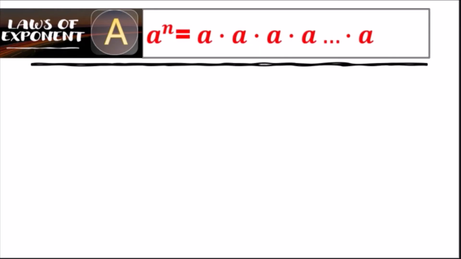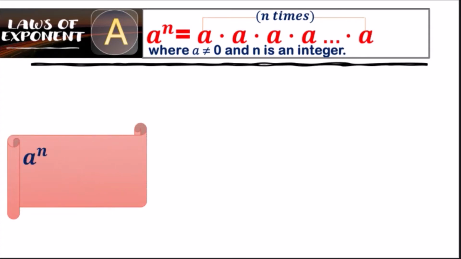The first law states that a raised to n is equal to a times a times a, n times, wherein a is not equal to 0 and n is an integer. Let's consider a raised to n. The n represents the exponent, and a represents the base.